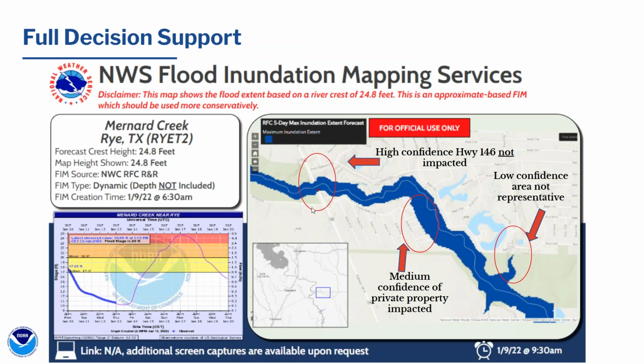Now, one of the things that you might see, and this is what we would consider full decision support, is a graphic similar to this one, where you would have the hydrograph on the bottom left-hand side. You would have the associated flood extent map that's zoomed into a specific location, where we pinpoint locations where we have lower or higher confidence of the impacts actually occurring. It's time stamped because it's a dynamic flood extent map. It's got a disclaimer on the top that makes sure people understand that this is an approximate, model based flood inundation map, and it should be used more conservatively.